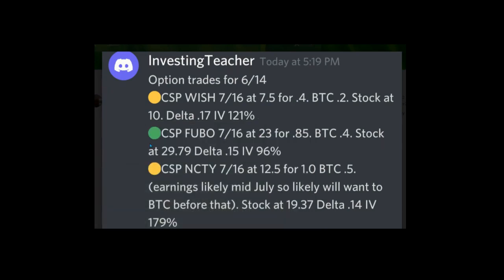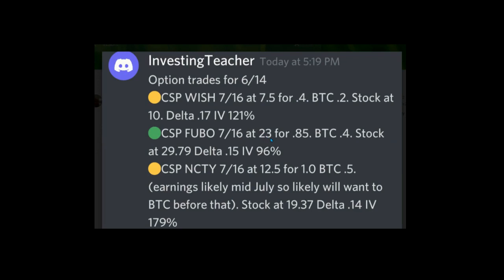Two other trades that I do like for Monday. You could sell a cash-secured put on FUBO, again with the July 16 expiration, about 30 days out or so. You go to 23 and earn $85 in premium. Buy to close at about 0.4 or 0.45 is a 50% profit. Right now the stock's at $29.79, and we're looking to sell a cash-secured put at 23. So we've got a good amount of buffer.